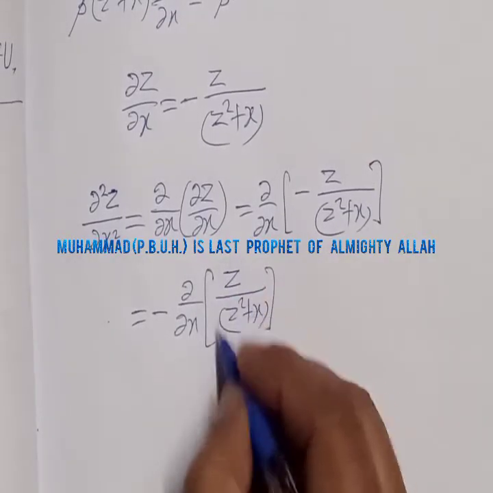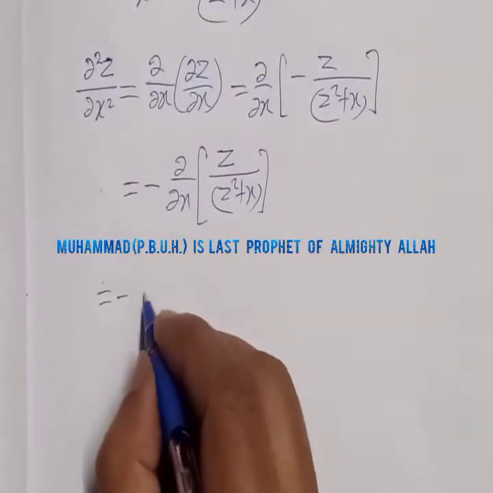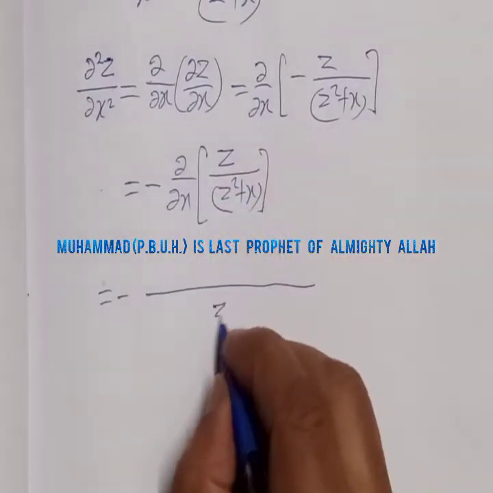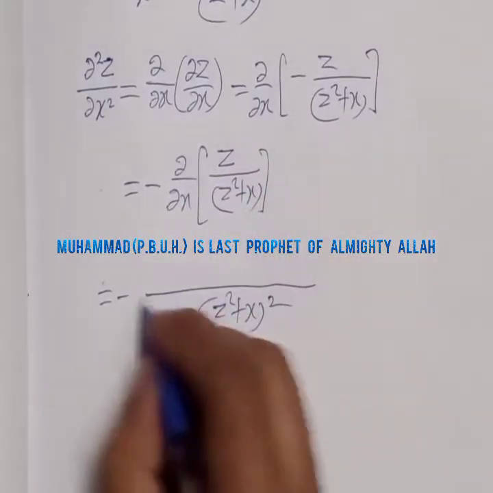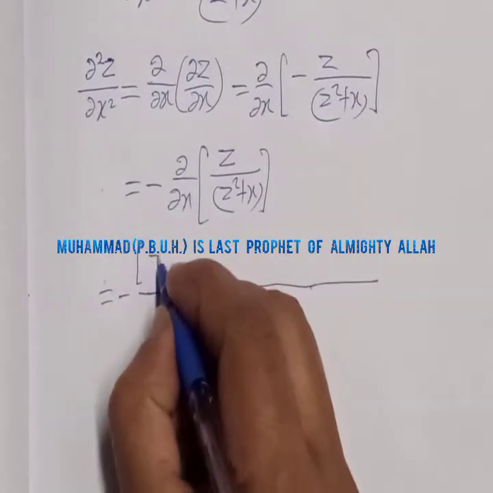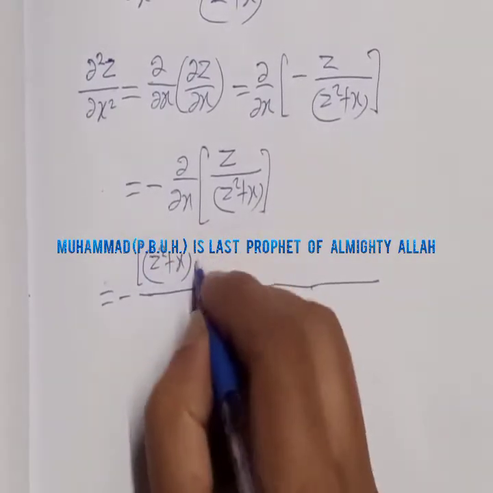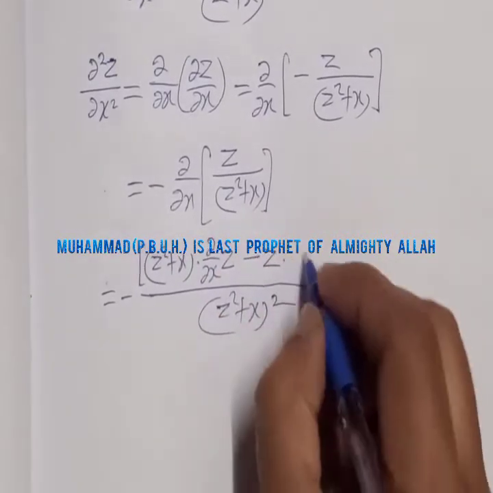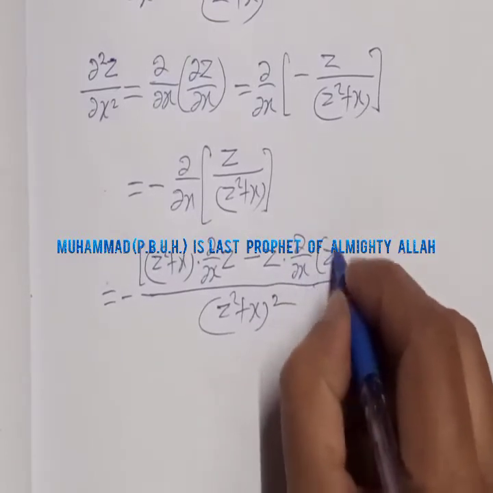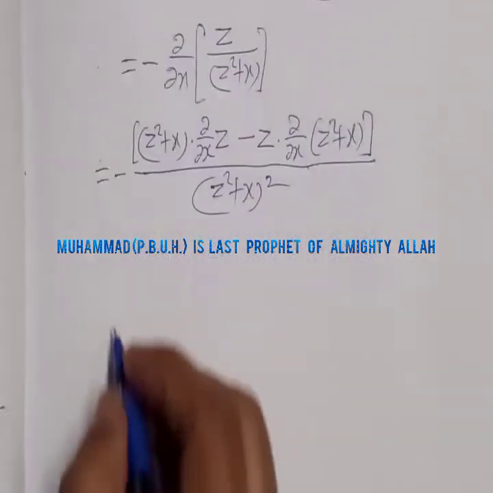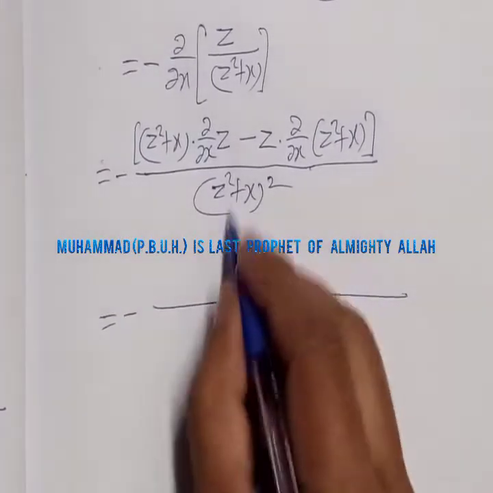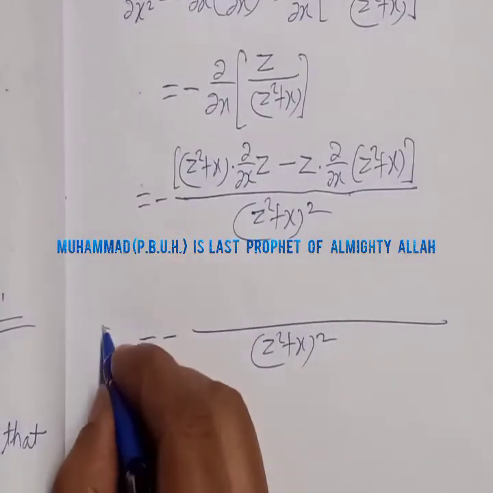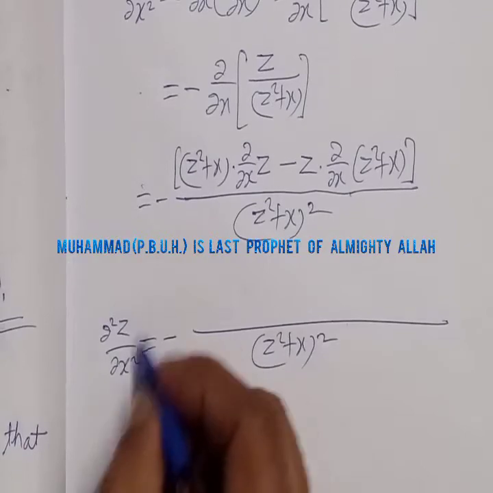Apply formula numerator by denominator. So we know that applying formula: whole square of denominator, and denominator write as it, and differentiation of numerator, minus numerator write as it, differentiation of denominator z square plus x, all over z square plus x whole square. It is the value of del 2z over del x square.